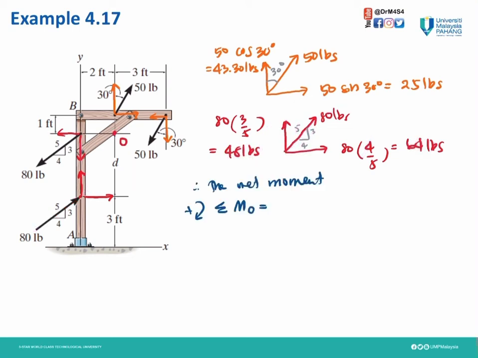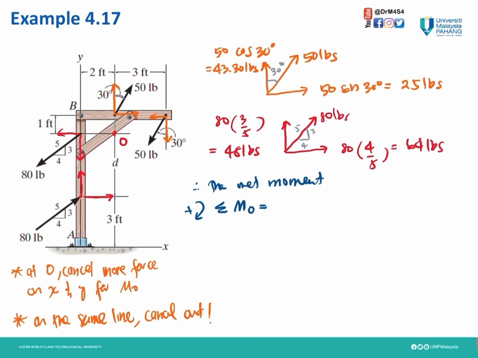Next step, we need to find the net moment. So we have to choose any point on this frame. For this case, we choose point O here. This is point O. So our initial assumption is positive clockwise for moment at O. Why do we choose O? Because when we choose point O, it will cancel more forces in X and Y for MO. Also, please remember, when forces act on the same line, we can simply cancel them out.